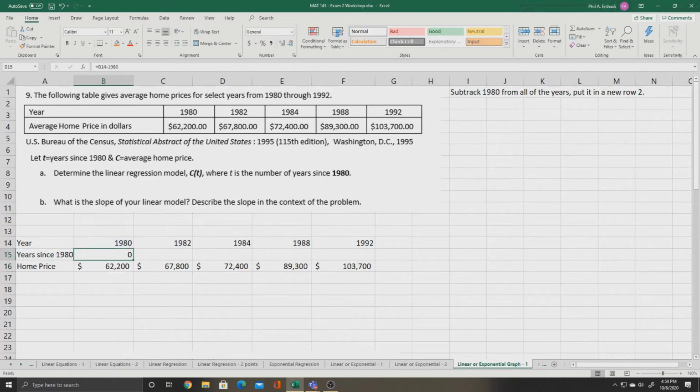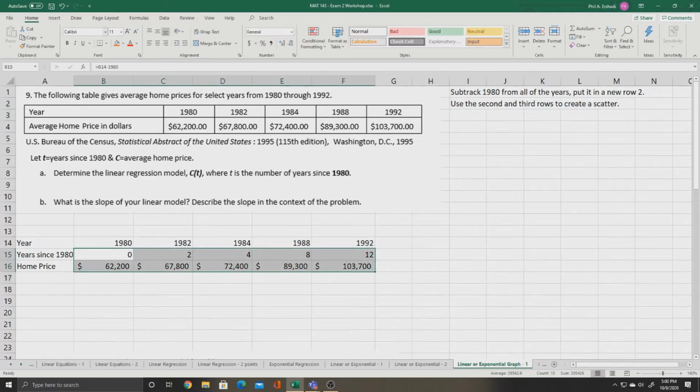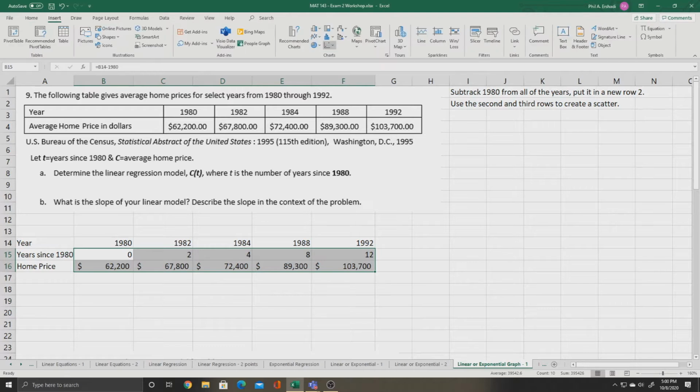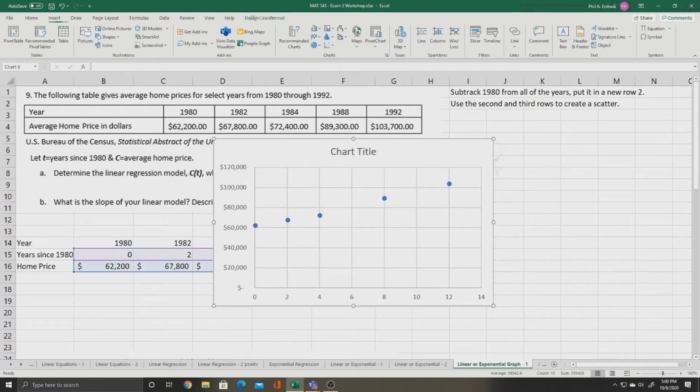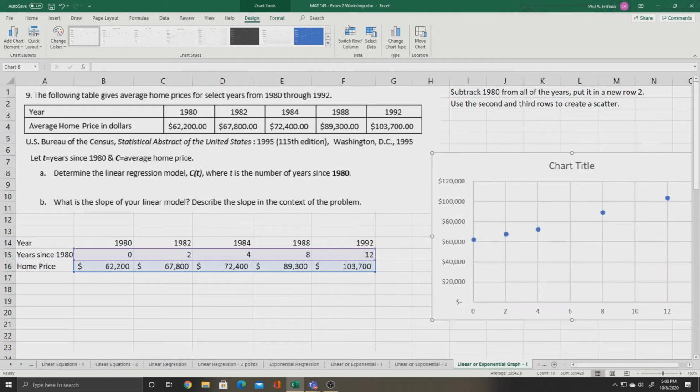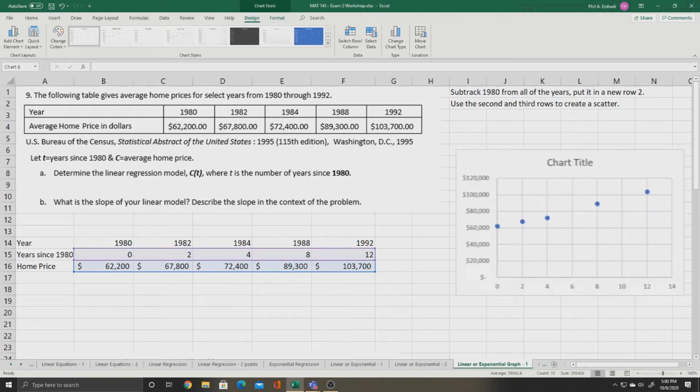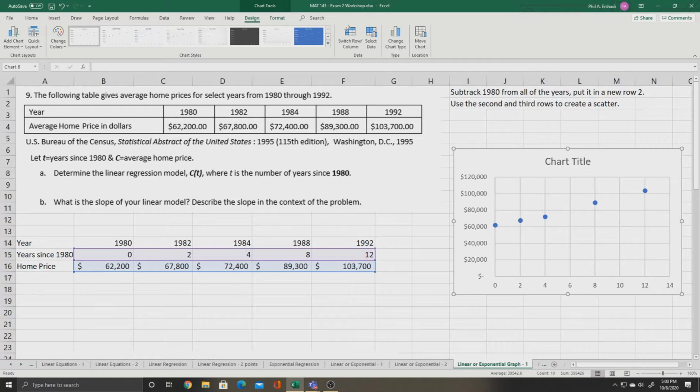Should get 0 when we start most of the time, not every time. Take the black cross and auto-complete that second row. Now that we have this, we are going to use the second and third rows to create a scatter. Select the second and third row, say Insert, and select the dots for scatter. The first option is fine. And here's our scatter graph.